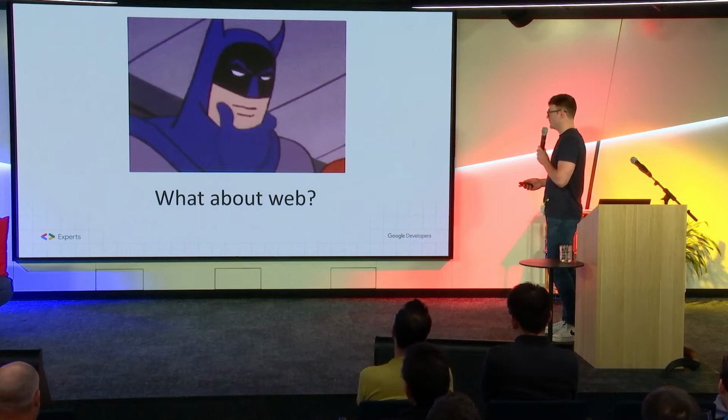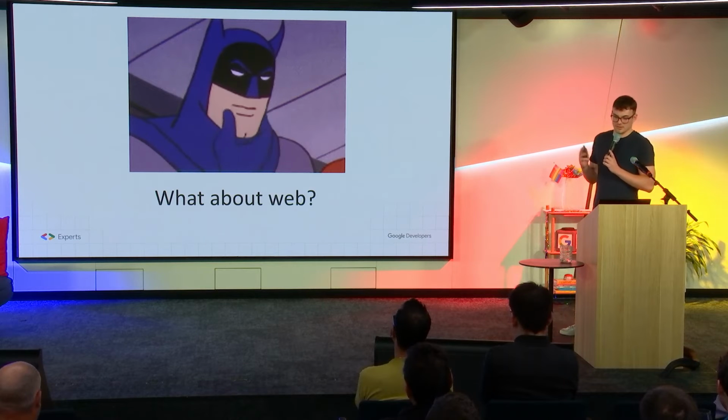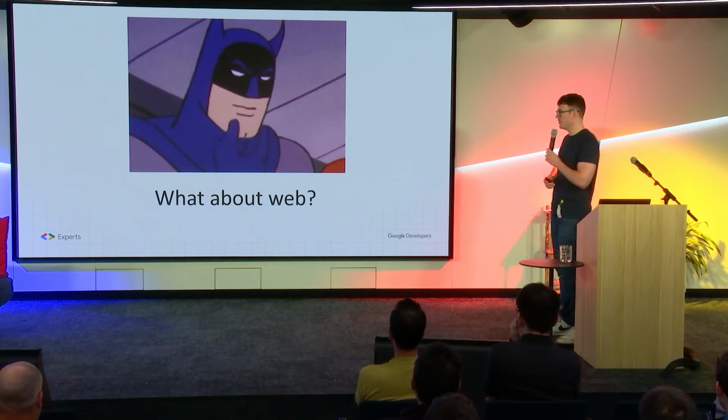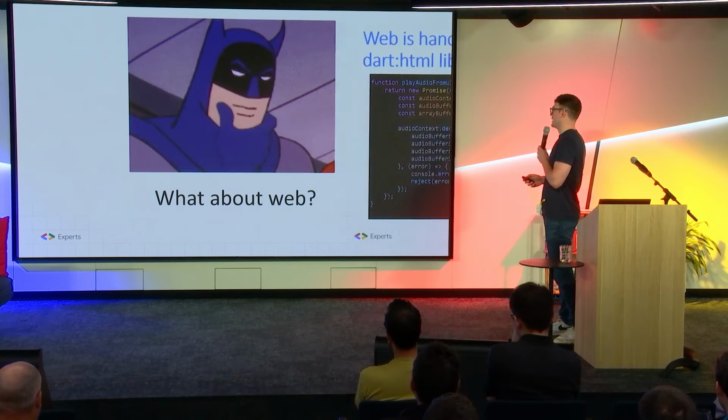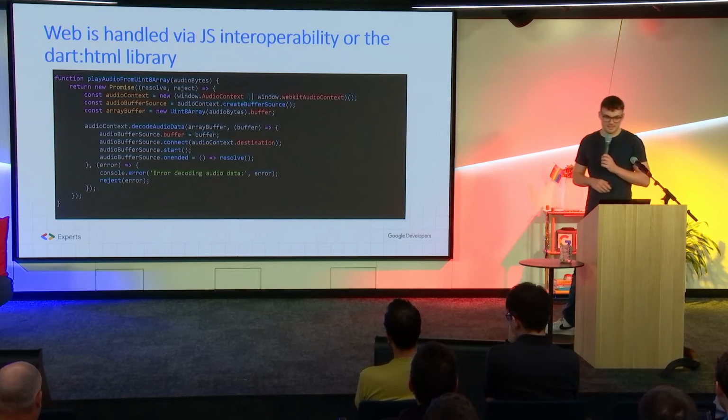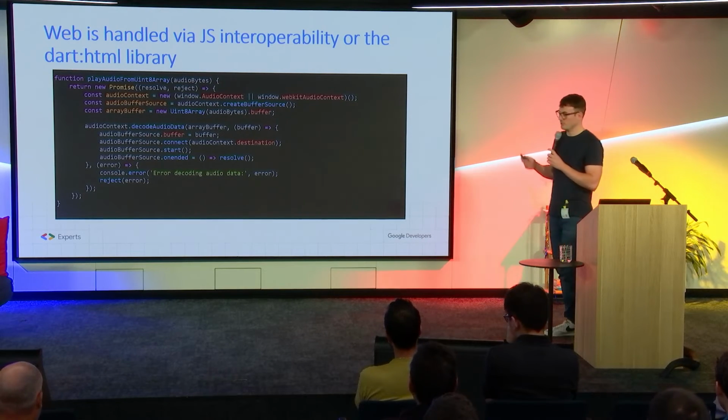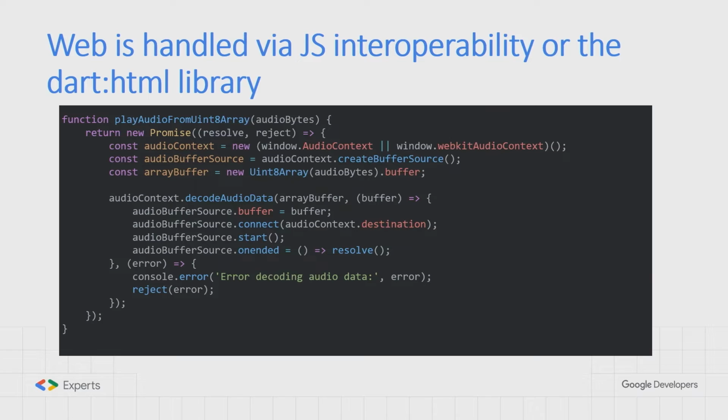So, what about web? We did mention how things get passed to each platform, but we didn't mention web. And it's handled a tad differently. It is handled via two different ways. You can use JS interoperability, or the .html library. And this is just a quick example of how I've used it.